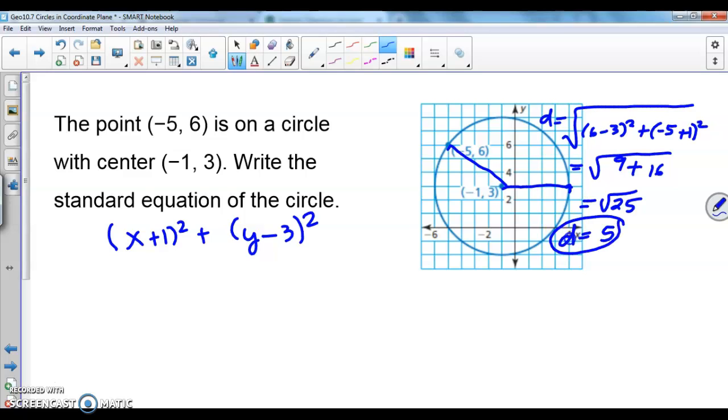So take note that that's the same as when you count the number of boxes from here to the edge or circumference of the circle. There you go. So going back here, the radius is 5. So if you square 5, it will become 25.